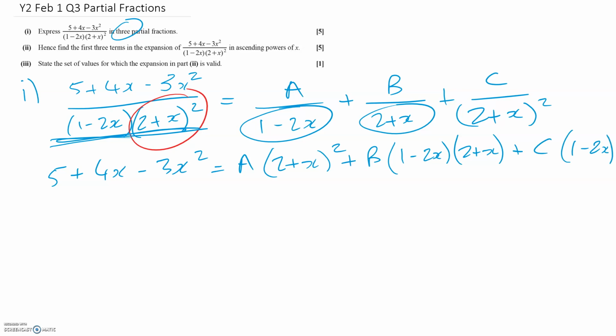Now, we need to work out what A, B, and C are. I think the quickest way of finding out is to get rid of either B or C. So I think if we put x equals a half, putting x equals a half is going to get rid of this bracket, which means all of this will disappear, and all of this will disappear. So we'll be able to find out what A is.